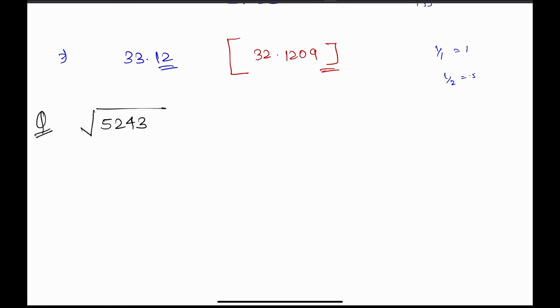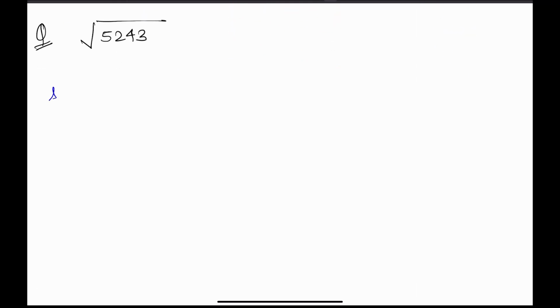5243. So first of all we have to find between which numbers it will be. It will be between 70 and 80. 70 square is 4900, 80 square is 6400, 75 square will be 5625. So it will be before 75 and after 72. So 72 square is: 72 is 2 times 2 is 4, 7 times 7 is 49, 2 times 7 times 2 is 28, 28 plus 25 is 53... so 5184. 72 square.